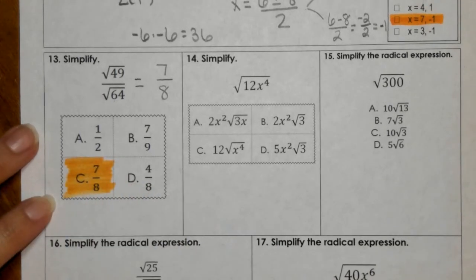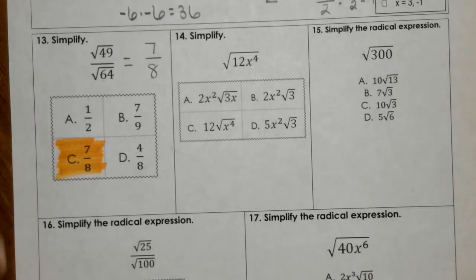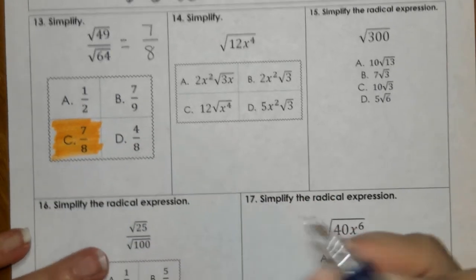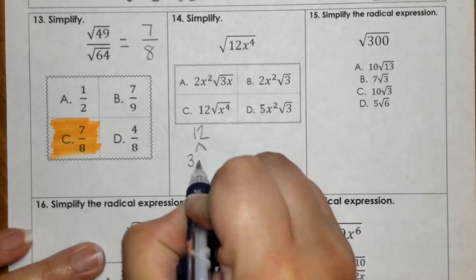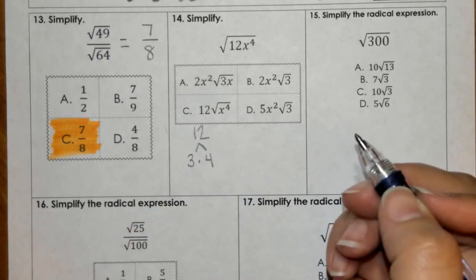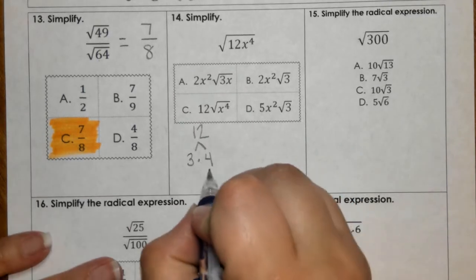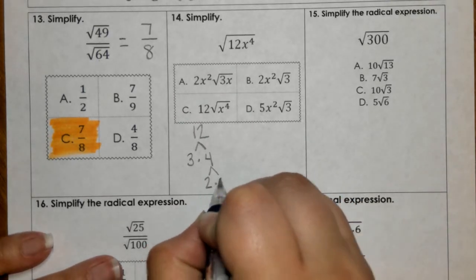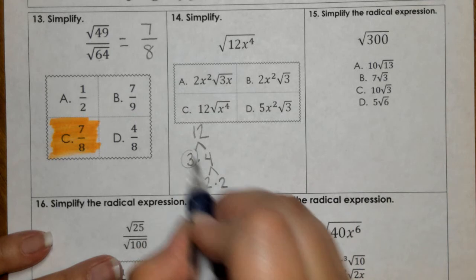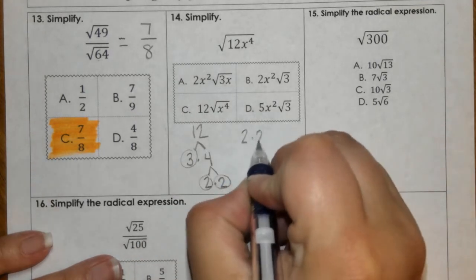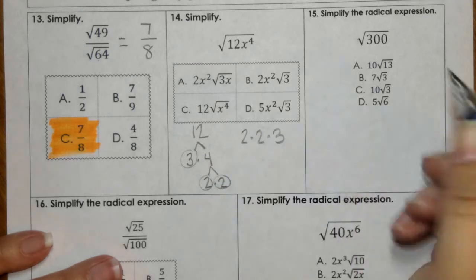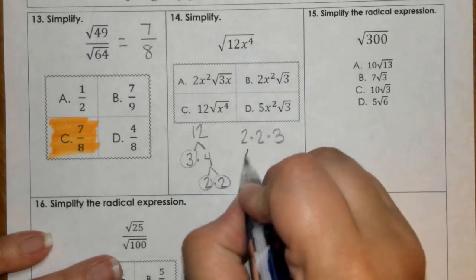Okay. For 14, 12 is not a perfect square, so I've got to break it down. So we could say 3 times 4. You can use 2 and 6 also; you'll get the same result. 4 breaks down to 2 and 2. So here are the ends of my branches: 2, 2, and 3. I also have 4 x's.